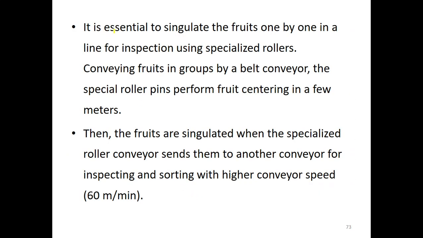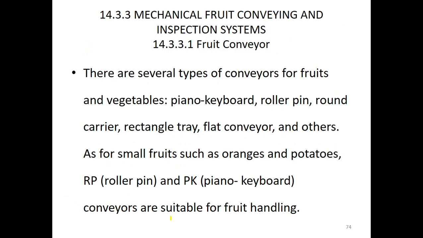It is essential to singulate the fruit one by one in a line for inspection using a specialized roller. The fruit is conveyed by a belt conveyor, and the special roller spins to perform centering over a few meters. Then the fruit are singulated when the specialized roller conveyor sends them to another conveyor for inspection and sorting at a higher conveyor speed. Okay, so maybe in 1 minute they will deliver about 60 meters. Okay, let me stop here.